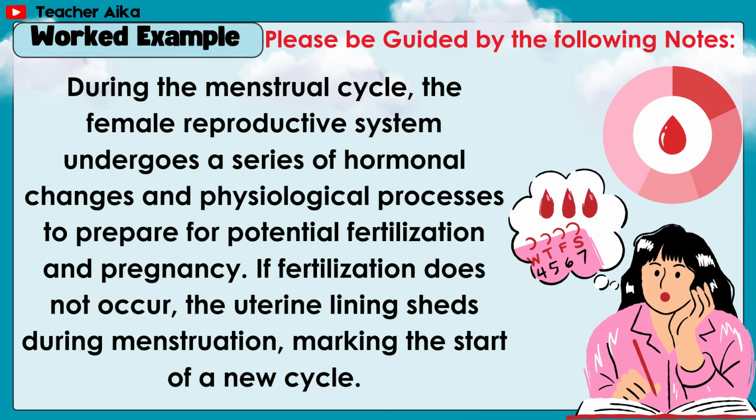During the menstrual cycle, the female reproductive system undergoes a series of hormonal changes and physiological processes to prepare for potential fertilization and pregnancy. If fertilization does not occur, the uterine lining sheds during menstruation, marking the start of a new cycle.